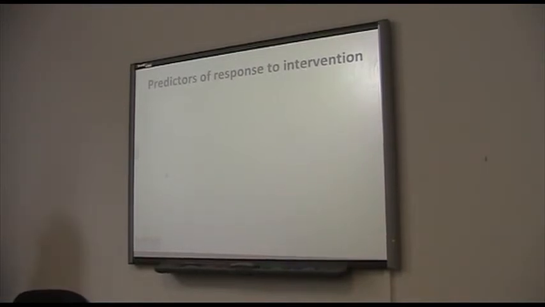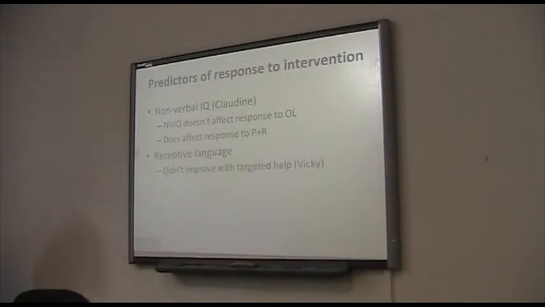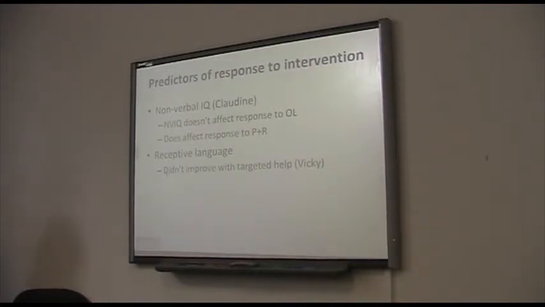So predictors of response to intervention, Claudine's talked about non-verbal IQ, correct? Have I interpreted this right? So that non-verbal IQ didn't affect their response to oral language intervention, everybody improved, but those with lower non-verbal IQ did not respond so well to terminology and reading. You needed the higher IQ. So for literacy intervention it seems to have mattered, but for oral language, it wasn't really a predictor. Is that correct? Yes. Receptive language, Vicky showed us, often doesn't improve with targeted help, and she suggested that maybe intervention provided at an older age is more effective.